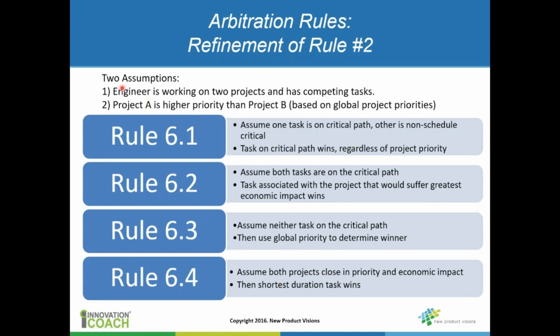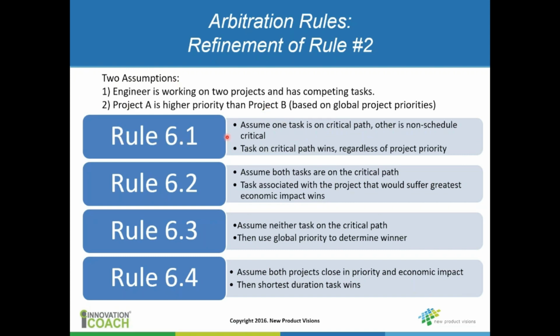And so in this rule there are some arbitration rules that are a refinement of rule number 2. To illustrate this, we'll make a couple of assumptions. We'll assume that an engineer is working on 2 projects and has competing tasks. At this particular point in time, a decision has to be made. What task is that person going to work on? Project A is actually higher priority in the global list compared to project B. So these are the assumptions going into this.